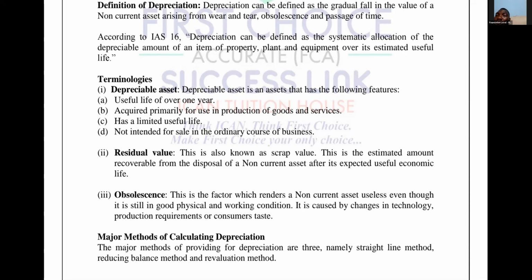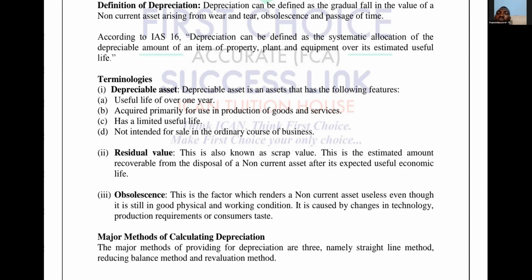The cost of disposing of the asset at the end of this estimated useful life, the money that you recover from it, the amount recoverable, is what we call residual value. It is also called scrap value. It's also called salvage value.